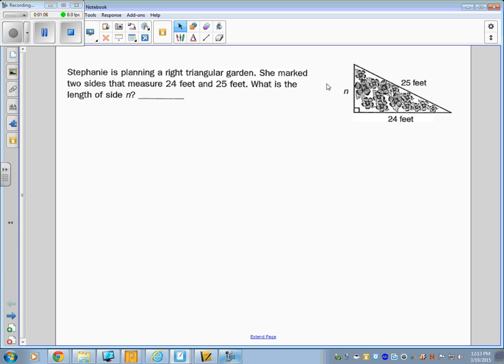Next step, we're going to label. Remember, C is always going to be the side opposite the right angle. So C is right there. A is always going to be the shortest side. A, in this case, is the missing side N. And B is going to be the next side, the one that remains. Once we have it labeled, we realize that we're missing A.